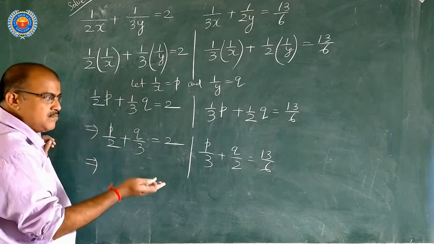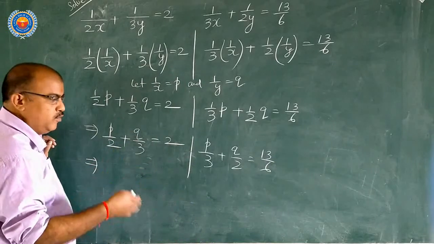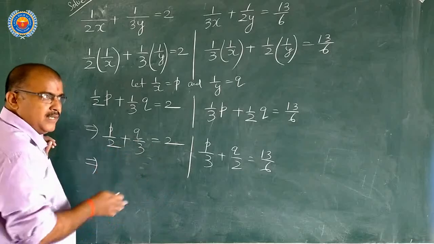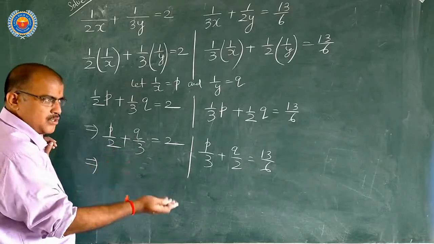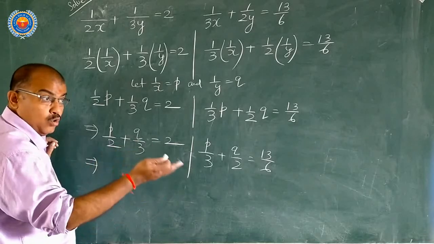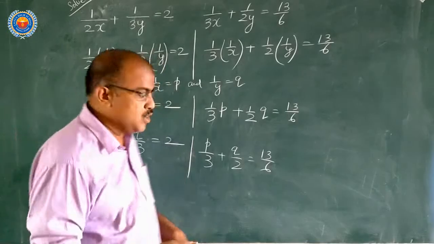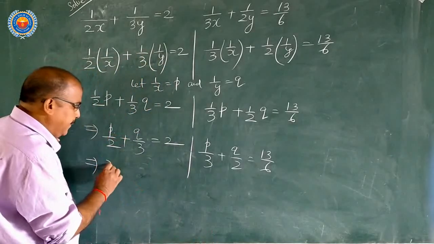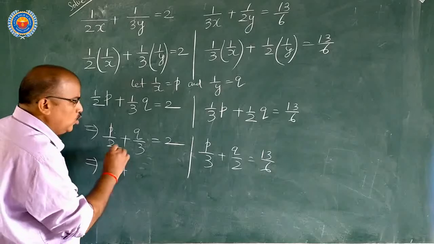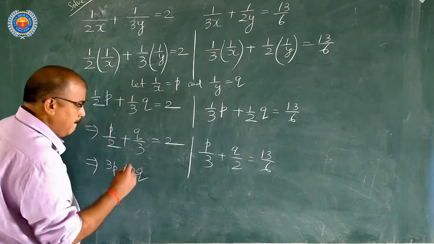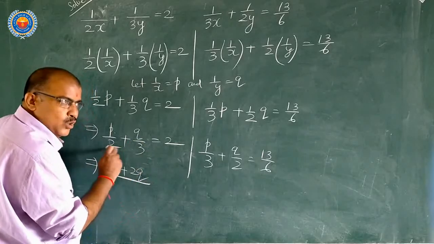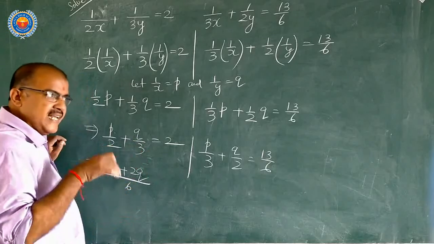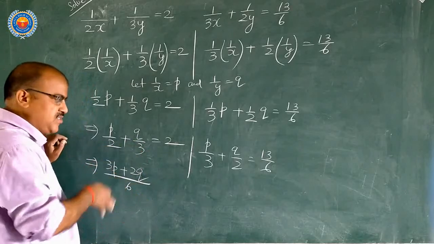LCM method or cross multiplication method, which one you want, you can go for that. I am using cross multiplication. Anyhow, LCM also the same will come, but why? Because 2 and 3 are co-prime to each other. So 3 into p, 3p, plus 2 into q, 2q, by 2 3s are 6. Even if it is LCM method or cross multiplication, it will be the same.